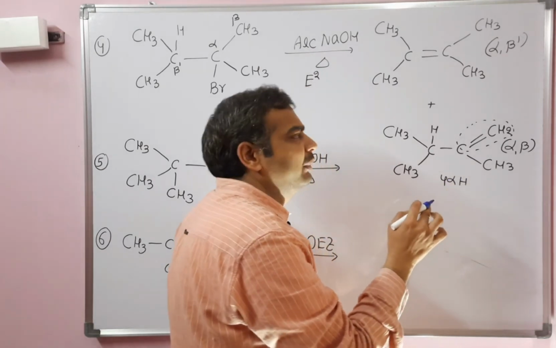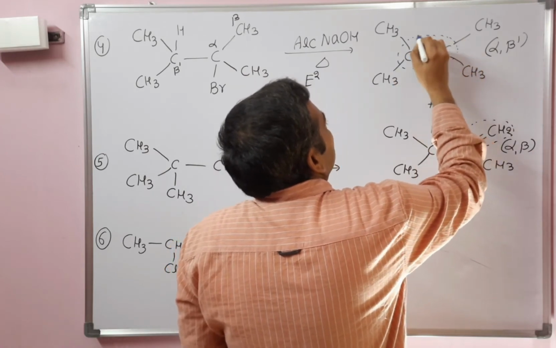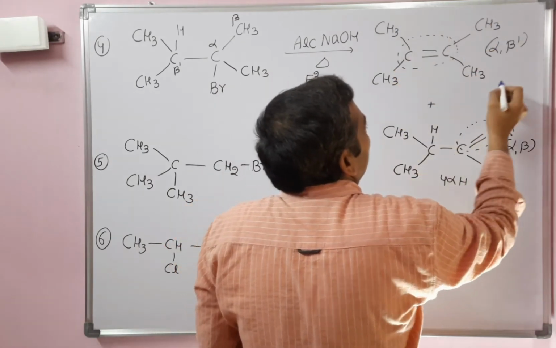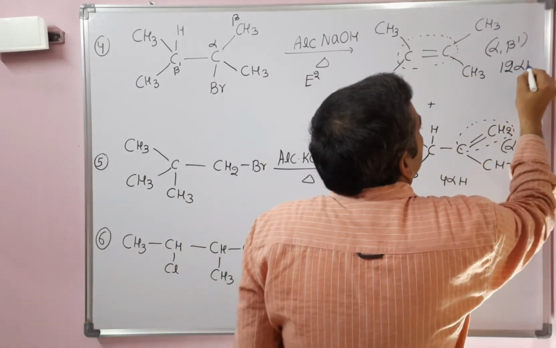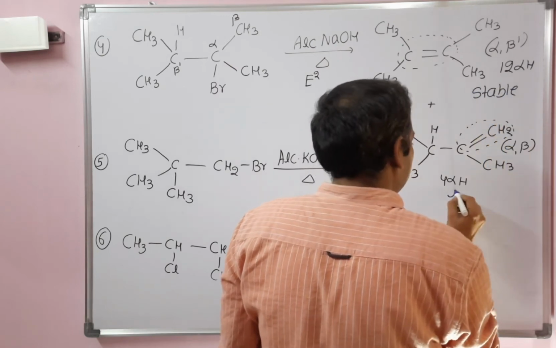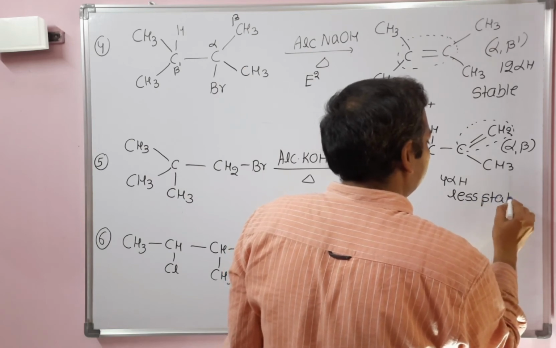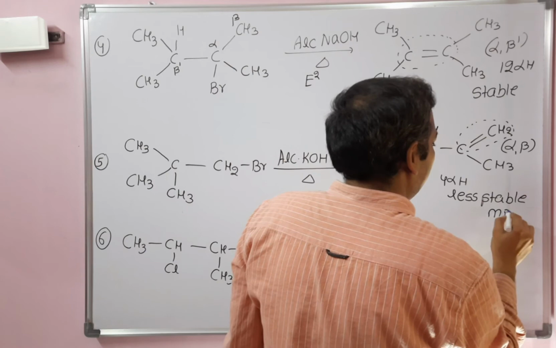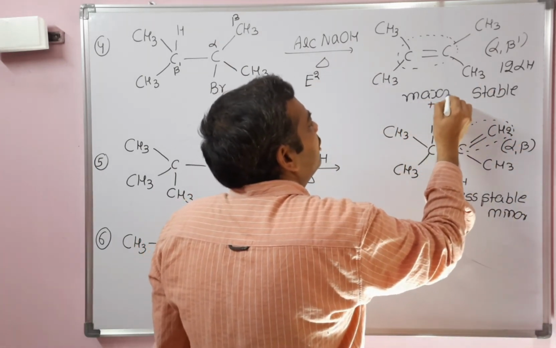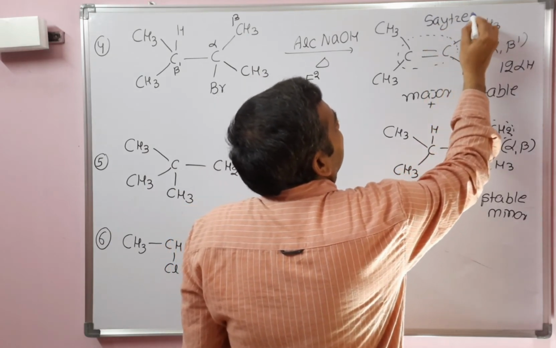4 hyperconjugated structures are possible here. On this double bond, 4 side substitutions, more substitutions are there. So 3 plus 3 plus 3 plus 3, 12 alpha hydrogens are there. That means this is more stable and this is less stable. Since it is less stable, this is the minor product. Less stable means Hofmann product and it is a minor. Whereas the more stable one is the major product, a Zaitsev product. The Zaitsev product is the more stable and major product.